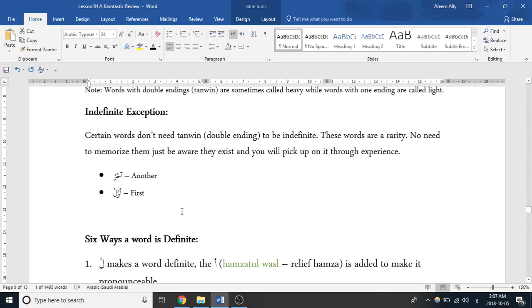So, in terms of indefiniteness, we said that a double ending usually represents a word that's indefinite. But there are some exceptions to this, such as the word akharu and the word awwalu. But these words can really only be learned through experience. There's quite a few of them, but they don't come up that often, from what I've heard. So when you come across them, just try and remember them.